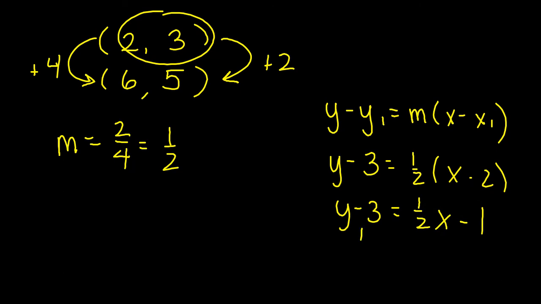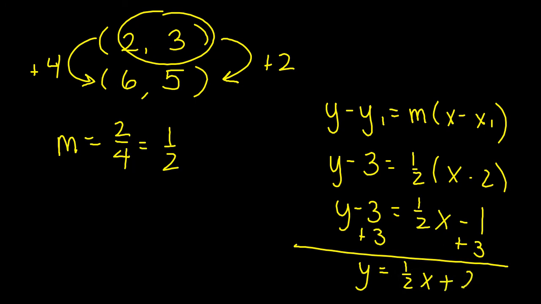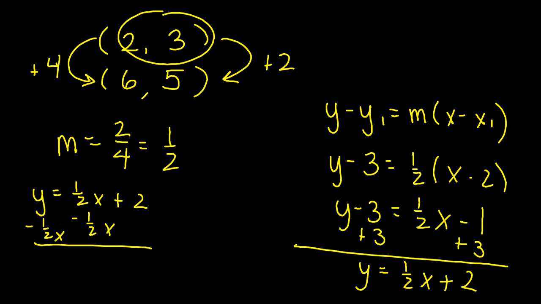And then add 3 to both sides. And I'm going to get y equals half x plus 2. And that's nice. That's an equation in slope-intercept form. So how do we take this thing, y equals half x plus 2, and turn it back into standard form now? Well, I'm going to take this half x back over to the other side with the y. I'm going to get negative half x plus y equals 2.